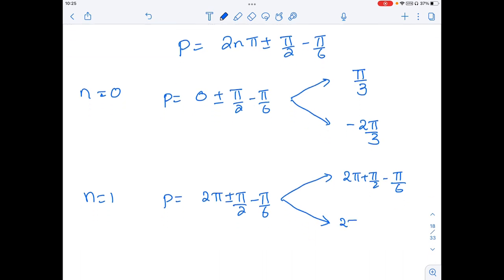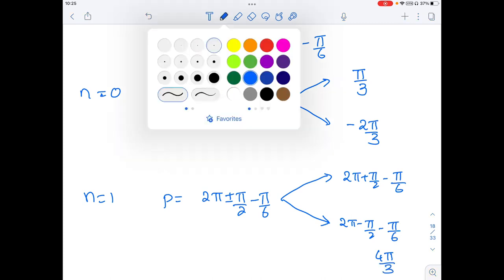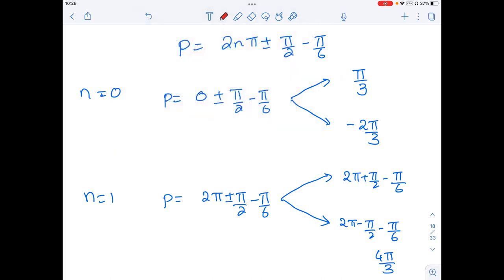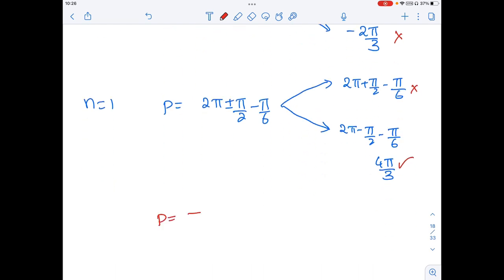Whereas 2 pi minus pi by 2 minus pi by 6. So 360 minus 90 is 270. 270 minus 30 is 240. 240 is nothing but what? 4 pi by 3. So I am going to take these two values. So p value equals to pi by 3 and q value equals to 4 pi by 3, because these are the values which are between 0 to 2 pi. So finally I will be taking p value as pi by 3 and q value as 4 pi by 3.